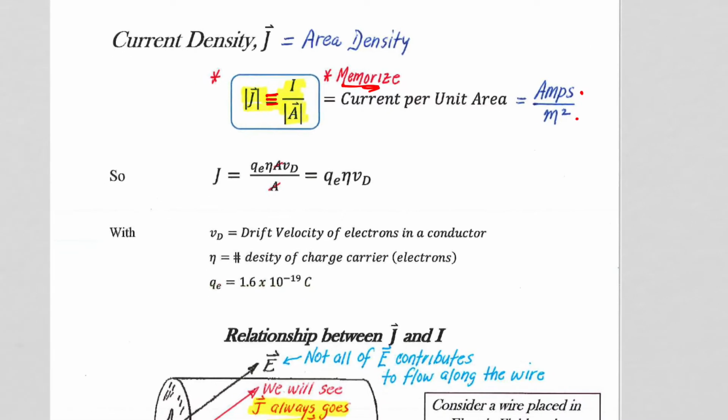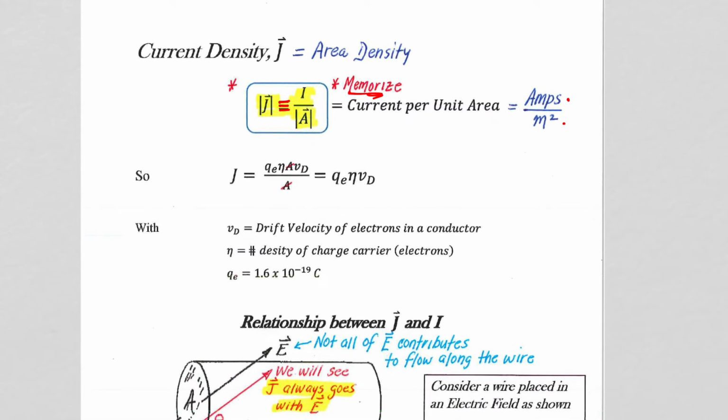Now, we don't want to memorize more than we have to, so we are going to use our already memorized I equals Q n A v. In our equation for J is I on A, we can see we lose the A. So we actually get an equation for the current density, the amps per meter squared, based on the charge on the electron, the number density of electron carriers, and the velocity of each of those charge carriers or the electrons.